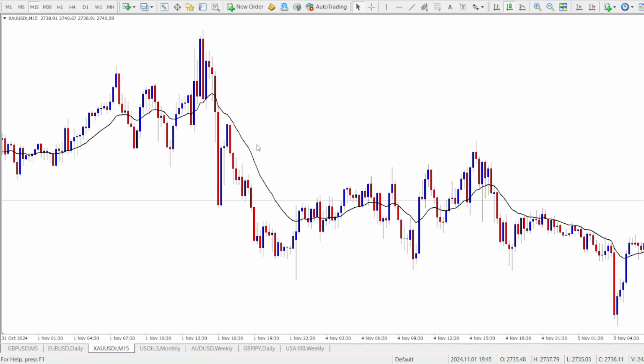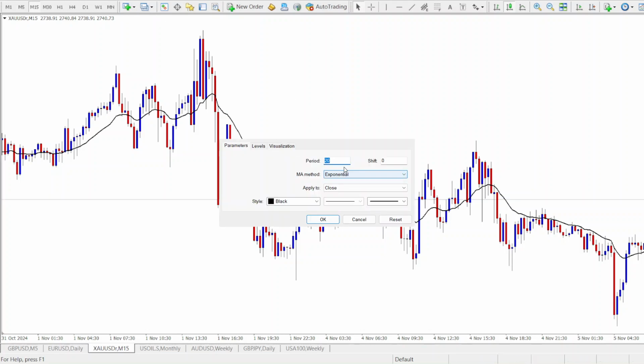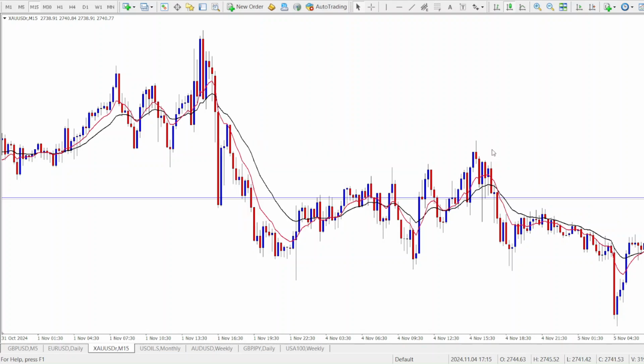In this video, we are going to be looking at the 9 EMA and the 20 EMA. I already added the 20 EMA to the chart, and I'm just going to be adding the 9 EMA right away. So when the price is above the moving averages, it signals an uptrend, while prices below it signal a downtrend.